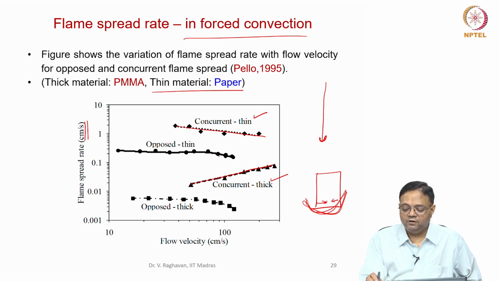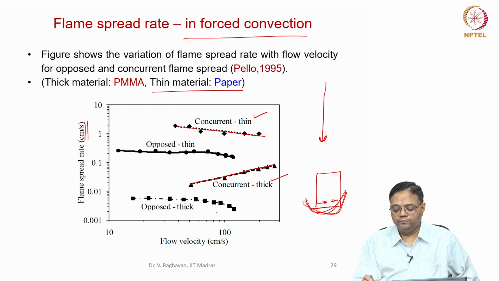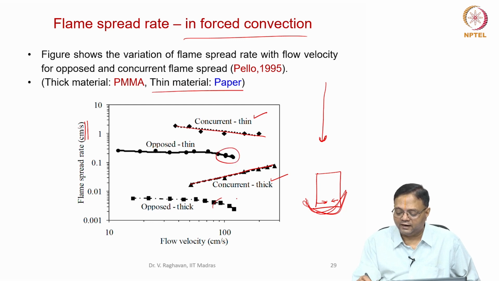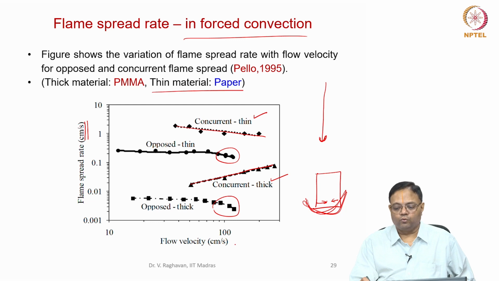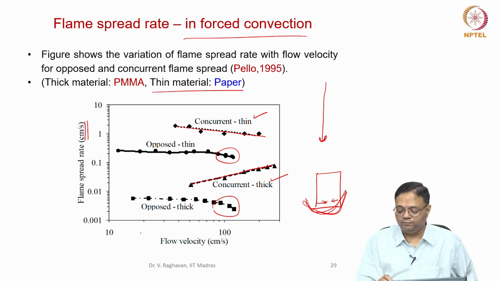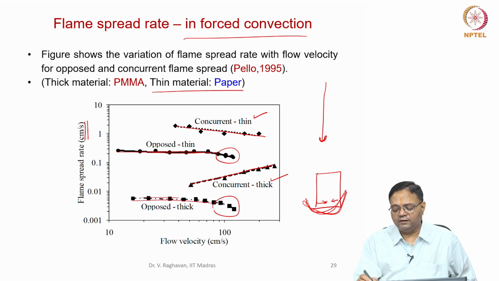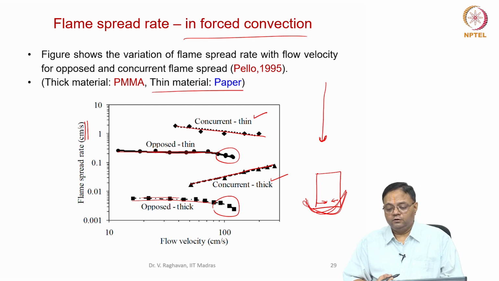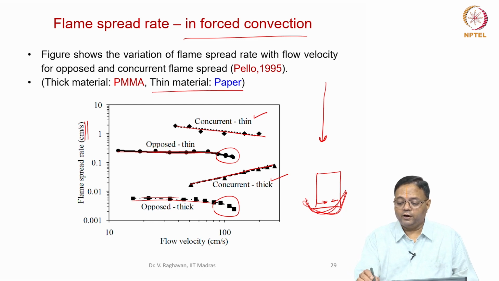Now go to opposed. Opposed thin case, almost the same value comes. Again, towards the end there is a slight reduction. This is because of the convective cooling. In both thin and thick, we observe the same case for the opposed flame spread. It is steady, okay, irrespective of the velocity, it is a steady flame spread rate. That is what we are trying to say. Okay, the slight reduction here is basically due to the convective cooling. So this is done by Pellow again. Based upon this only, the expressions were reported for the flame spread velocity.